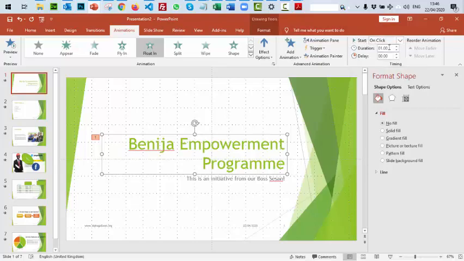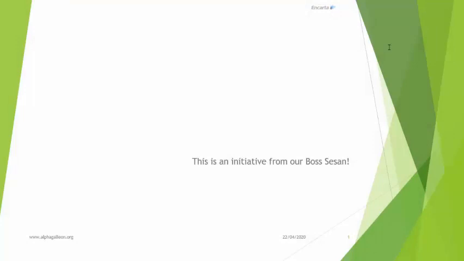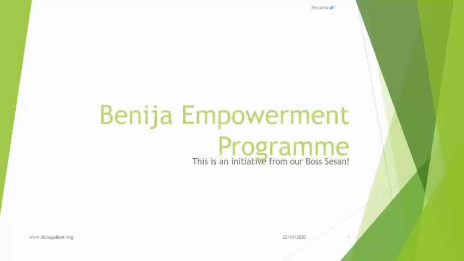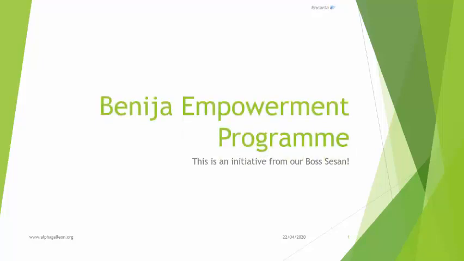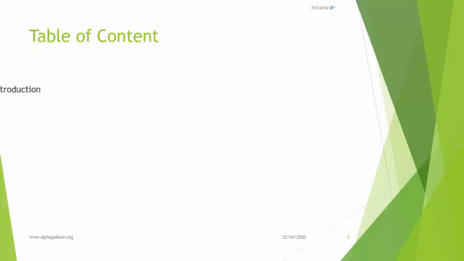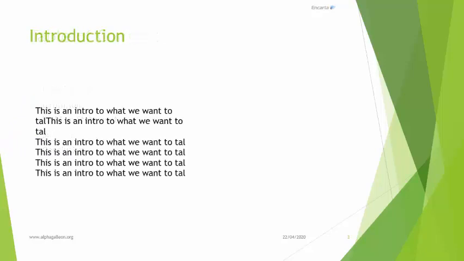Now, for every effect that I have created across each of these slides, I have the default option on click, meaning that I have to press something before that effect takes place. So I'm on this page. I've not done anything. All I see is this is an initiative from our boss, Jason. And I click, and you have Manager Empowerment Program. I click before it changes. I click before the next object comes in. I click, click, click. So that's how it works.